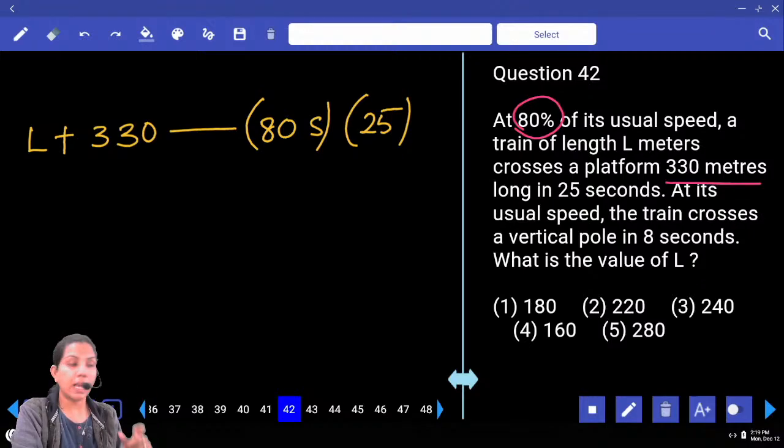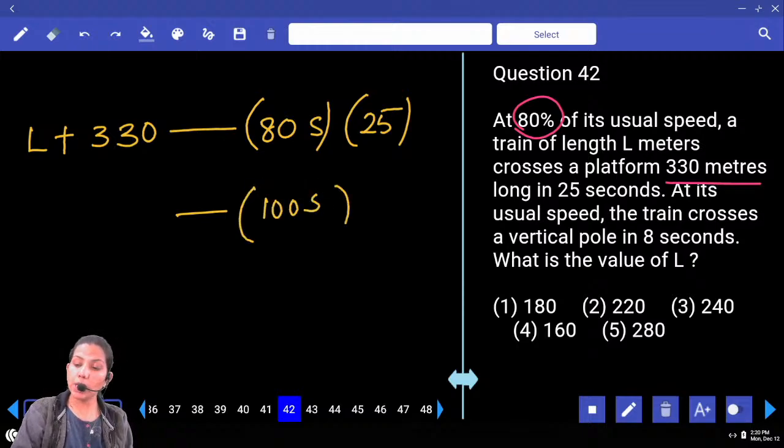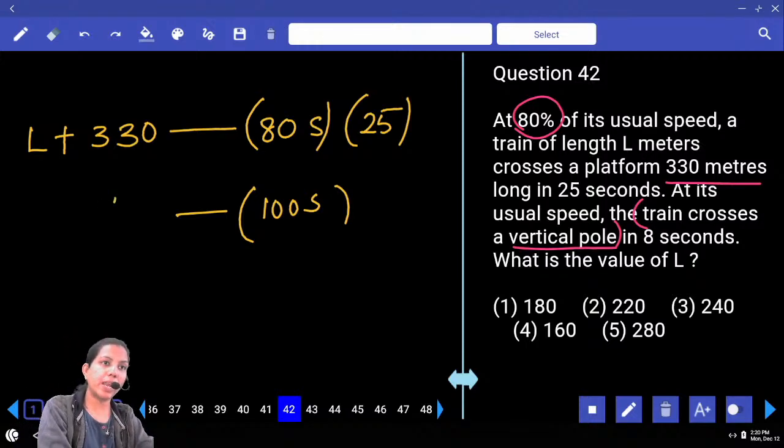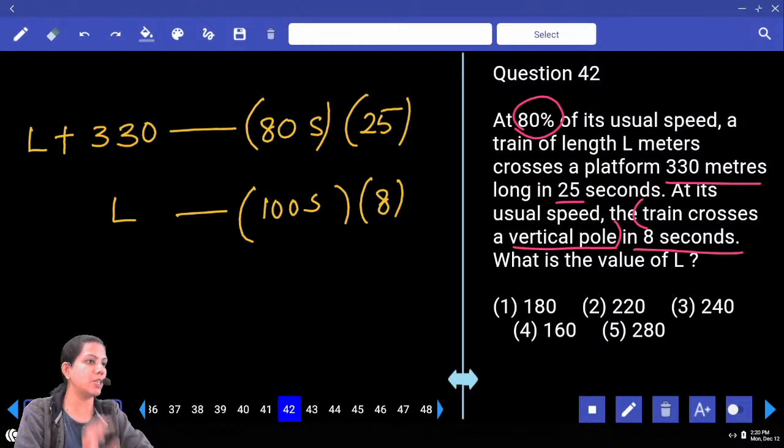Next statement. At its usual speed. Usual speed means 100% of speed. And its usual speed, the train crosses a vertical pole. One train crosses one pole. What is the distance? Only the train length. Train length is equal to L. And the time taken is equal to 8 seconds. This is 25 seconds and this is 8 seconds. Complete data in seconds only.